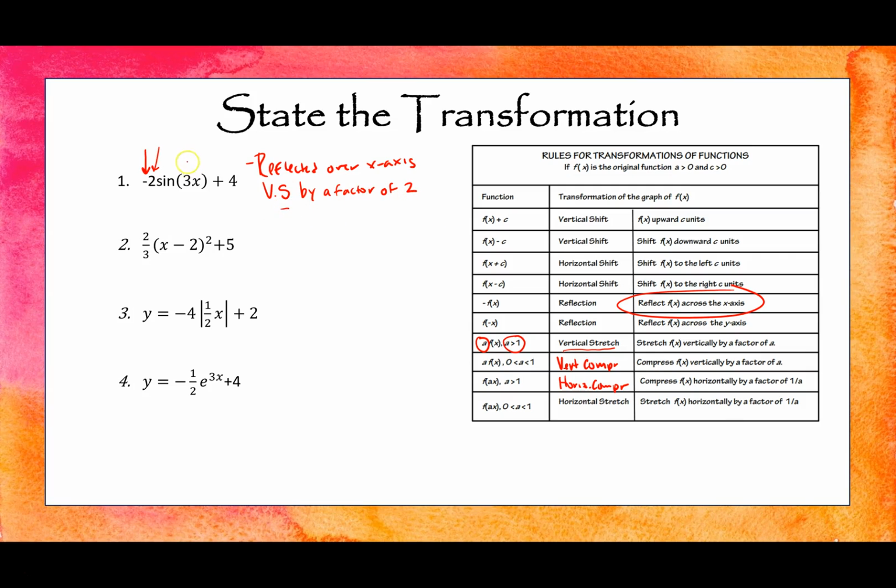Okay, now we've got a 3 inside. And so that 3 is a number that's greater than 1. So now we're talking about this problem. So that's going to be a horizontal compression. And when we have a horizontal thing, we have to take the reciprocal. So this is going to be by a factor of 1/3. And we know we can check that because we know compressions are supposed to have fractions.